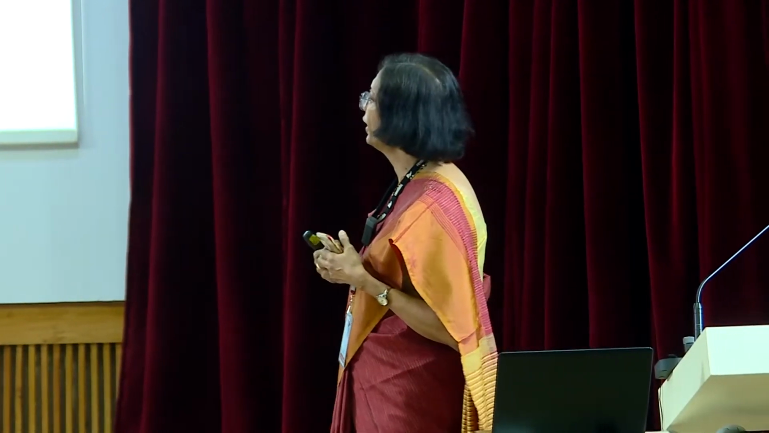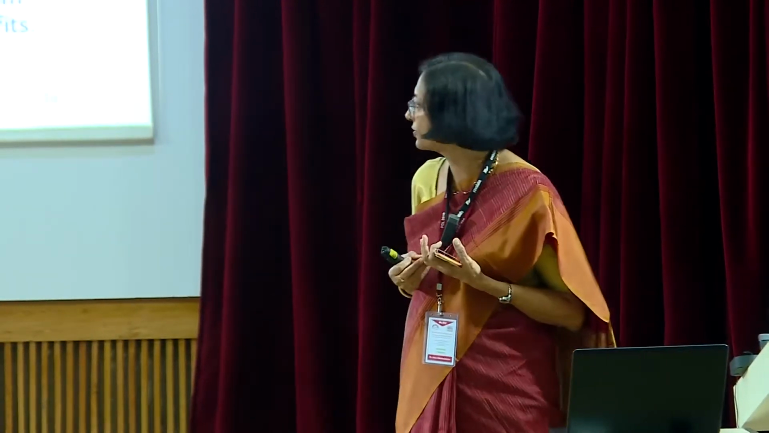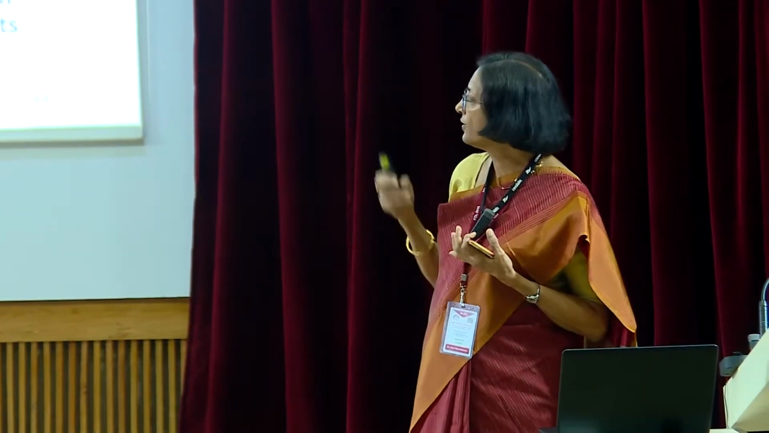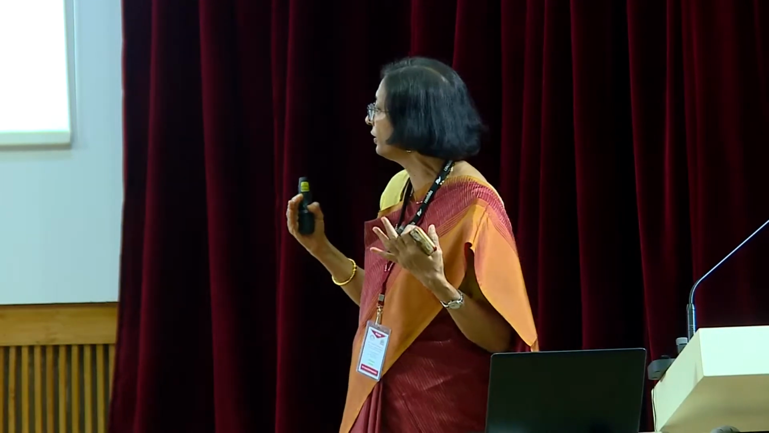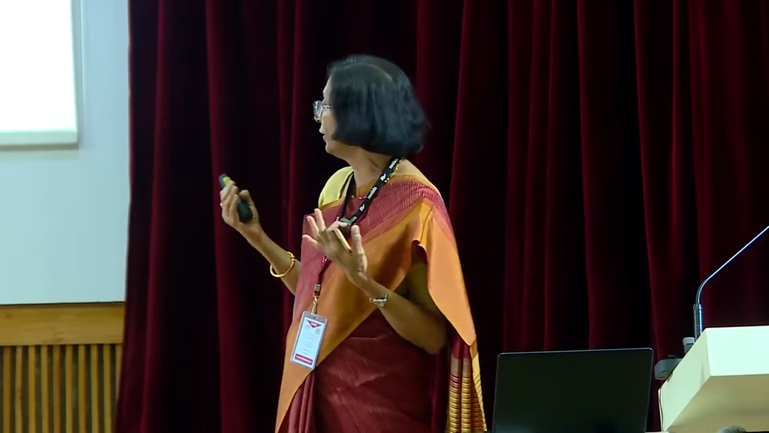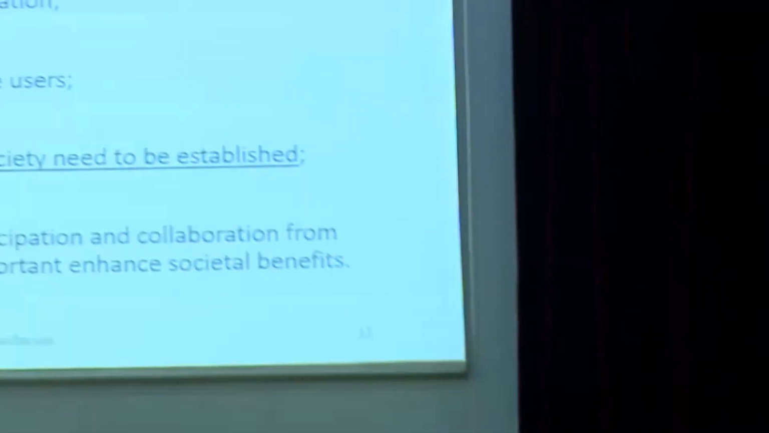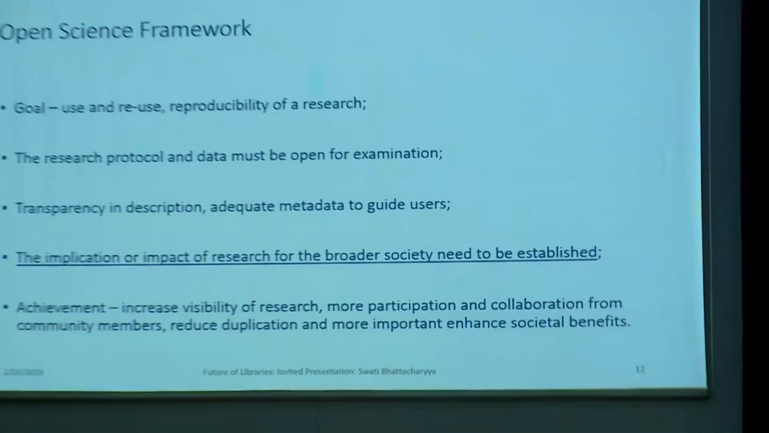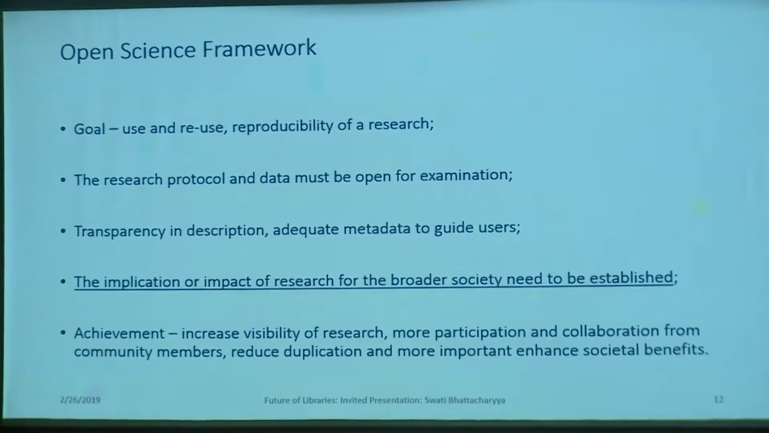And also the implication or impact of research for broader society needs to be established. So the achievement, the Open Science Framework says, is increased visibility of research, and not necessarily by journal article. There are all kinds of frames they are giving. One can interpret how various things can be included: more participation and collaboration from community members, reduced duplication, and more important, enhanced societal benefit.